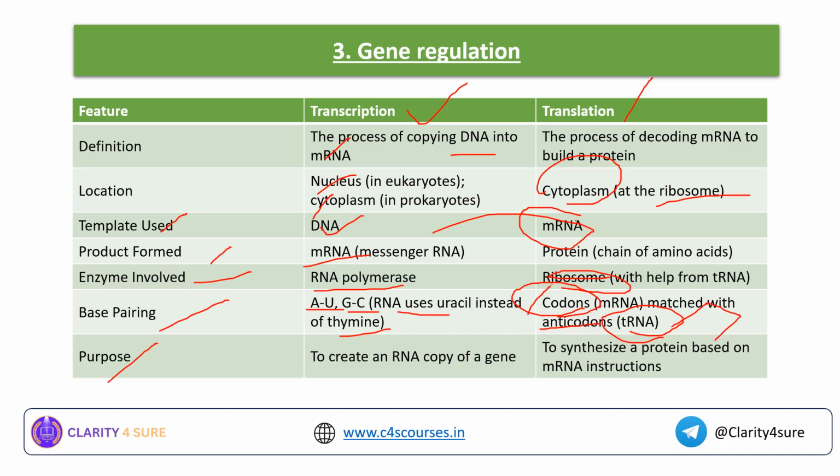What is the purpose of transcription? It is to create an RNA copy of the gene. And what is the purpose of translation? To synthesize the protein based on the mRNA instructions. The instructions are given by the DNA molecule, and this mRNA will carry the DNA instructions, and finally the protein will be synthesized based on the mRNA instructions. I hope the topic of gene regulation, the difference between transcription and translation, is clear to you now.